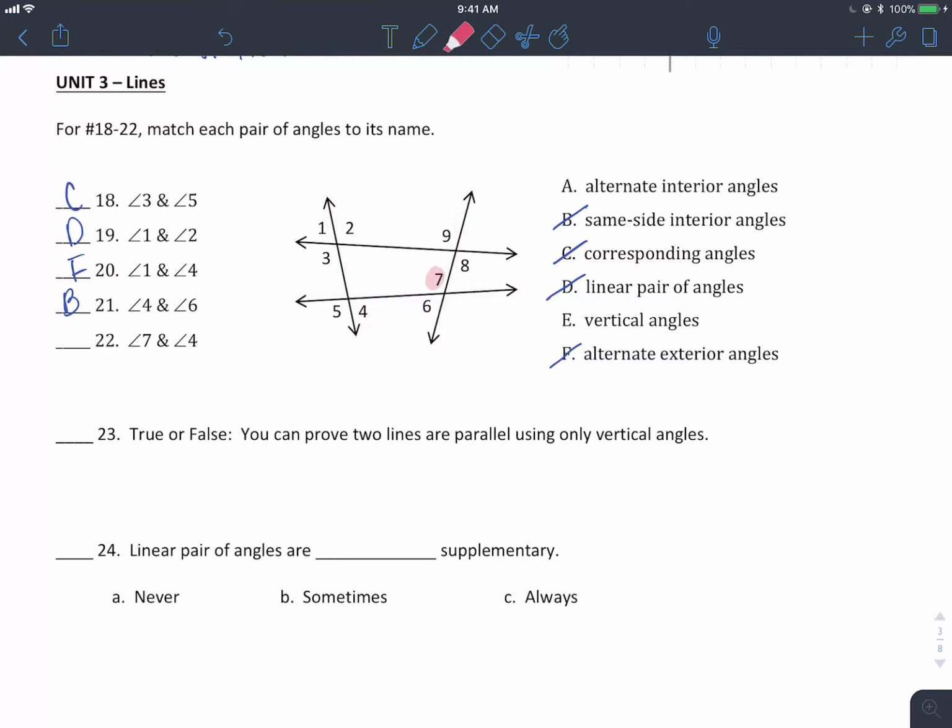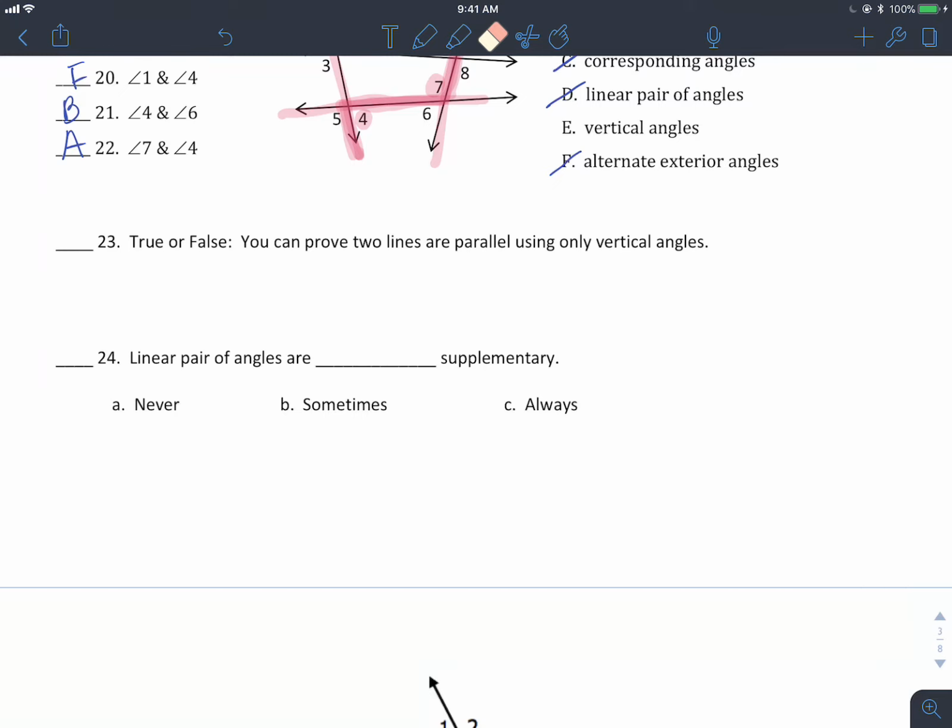And then we have 7 and 4. They use this line and this line, and then they kind of make that Z. I know it's harder to tell because the lines aren't parallel, but they do make that Z, so that means they are alternate interior angles.